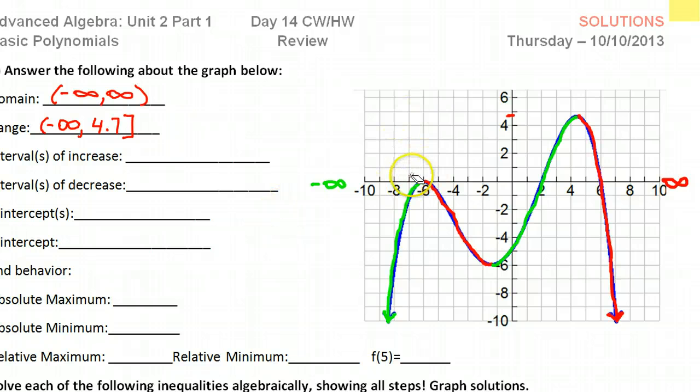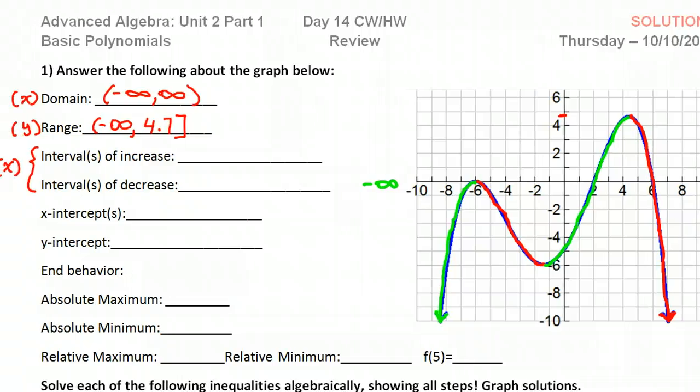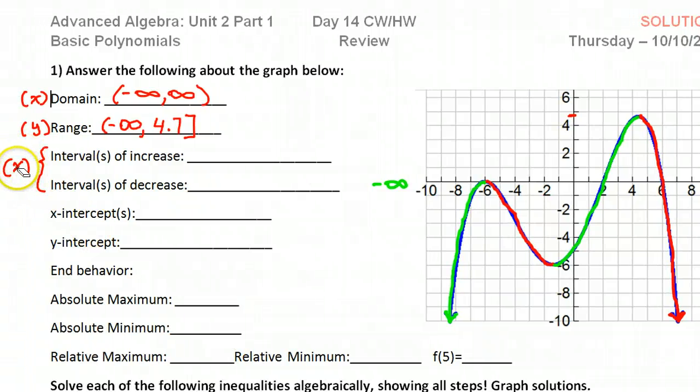You know what? I should put some x values on this graph. I'll do it later. So, everything that I've colored here in green, these are increasing intervals. That's increasing, and that's increasing. So, intervals of increase. Now, remember, I'm only doing the x values.